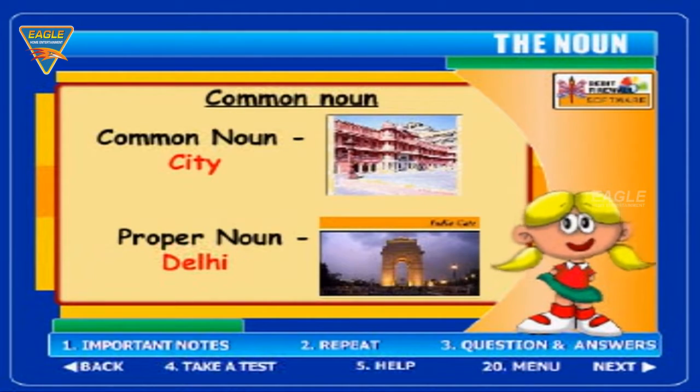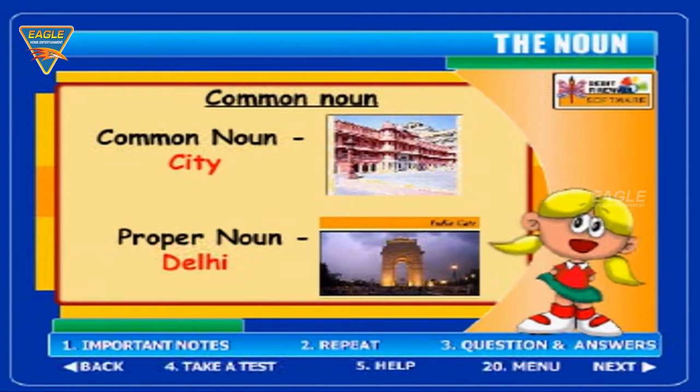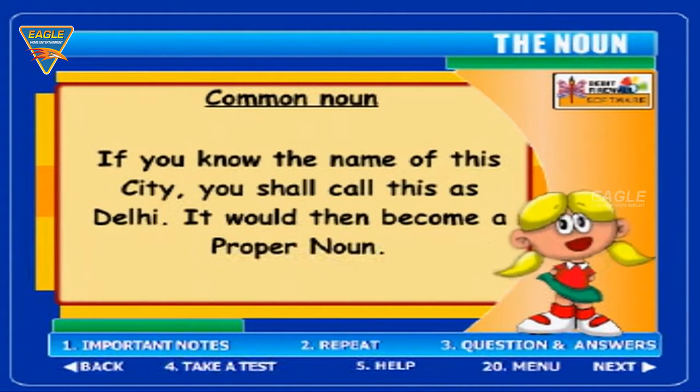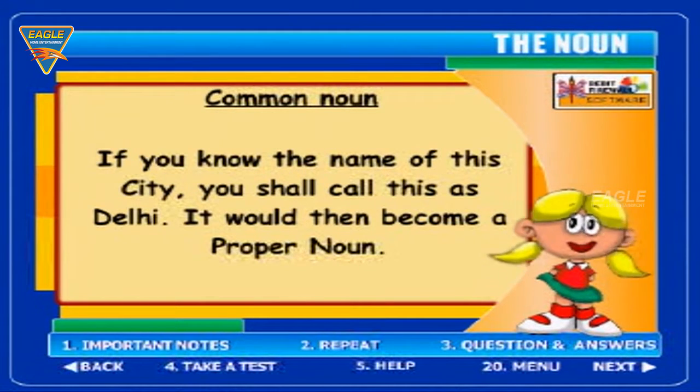Common noun: city. Proper noun: Delhi. If you know the name of this city, you shall call this Delhi.